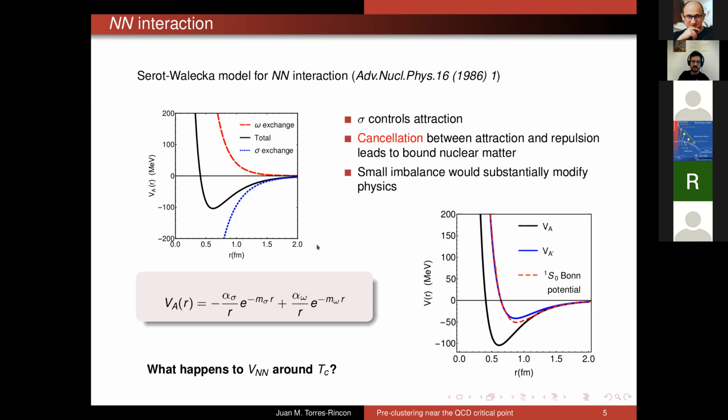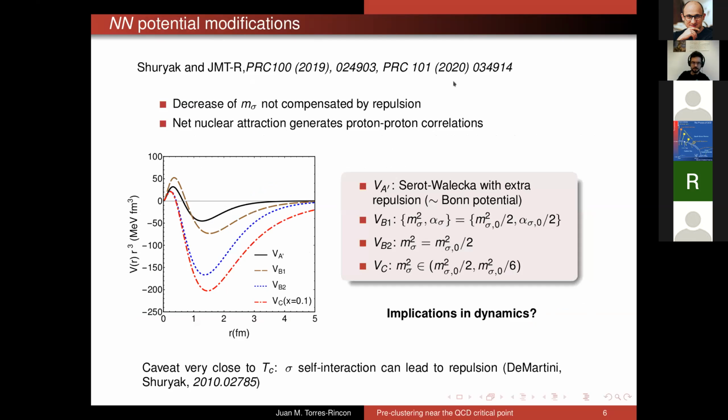Now, of course, you can imagine that if there is an imbalance between these two terms, so one is not compensated by the other, then the physics will be substantially modified. So now the question is, what happens to this potential when you are close to Tc? And this is what we explored in a couple of papers.